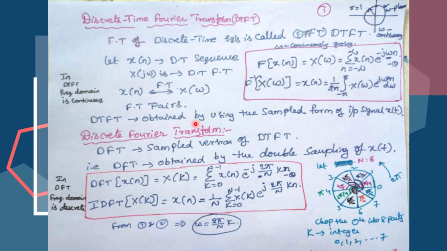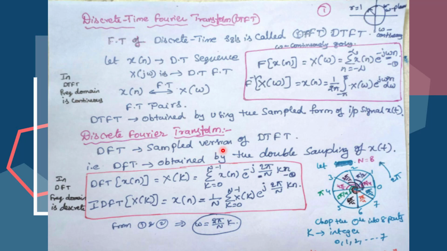We can say discrete time Fourier transform is obtained by using the sampled version of input signal x of t. In these equations, e raised to minus j omega n, omega is the radian frequency. In discrete time Fourier transform, omega is known as radian frequency. Here omega is continuous, or we can say in DTFT, the frequency domain is continuous.